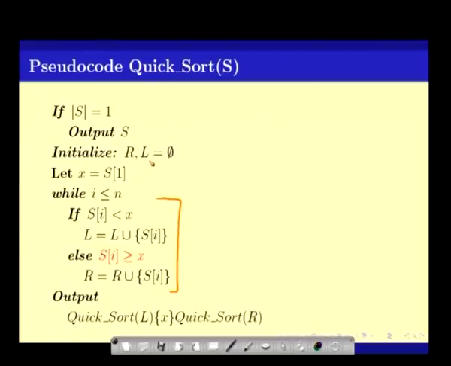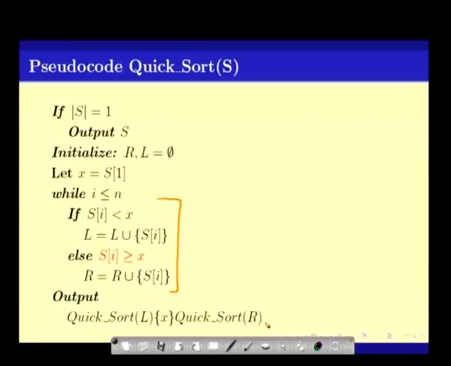In other words, if some element is less than x, it should go to the left. If it is greater than or equal to x, then it should go to the right. And once that is done, all I need to do is sort this left side L, then output the element x, and then output the sorted list of R, and this total thing combined will give me the sorted list of all the elements in the set S.